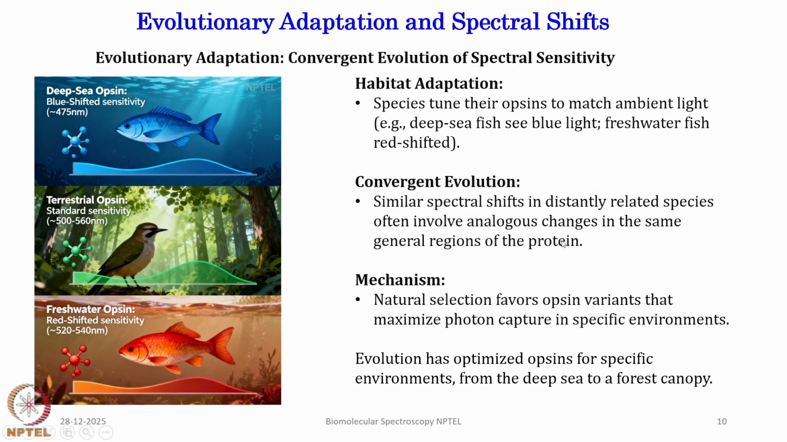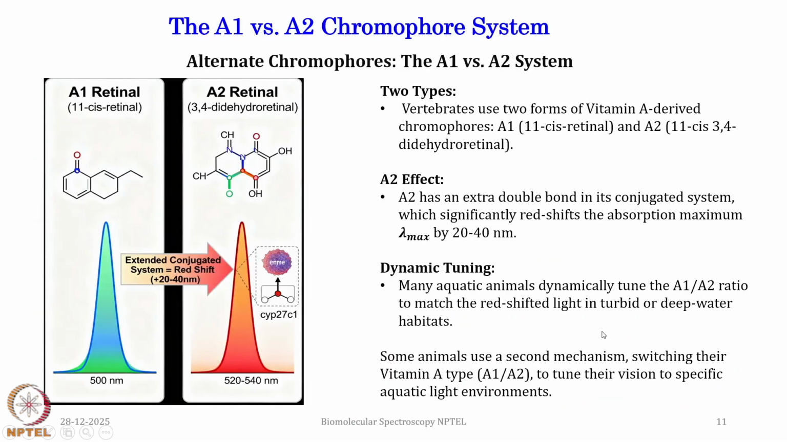So, in a nutshell, evolution has optimized the opsin, the same protein, changing only a few amino acids or maybe one or two amino acids, tunes the animal to see in its natural habitat. So, evolution has optimized the opsin for specific environments, from the deep sea to the forest canopy, right.